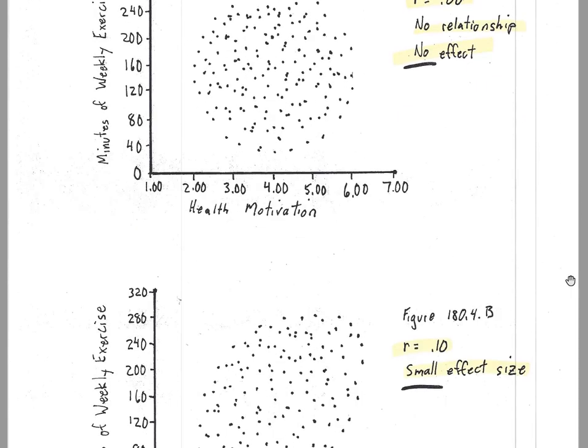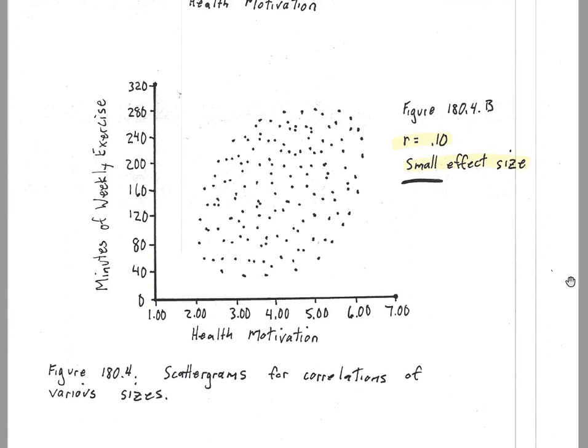Still on page 20, bottom half. Now we're getting a little something. We've got a little bit of shape to this scattergram. The correlation is now 0.10. This is what Jacob Cohen calls a small effect size. A little bit later I'll talk about Jacob Cohen and his criteria for interpreting correlation coefficients.